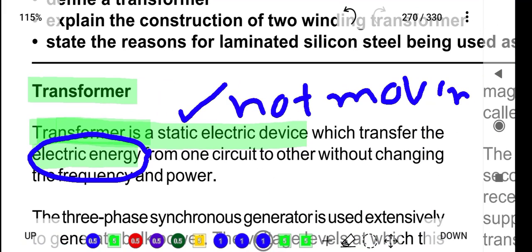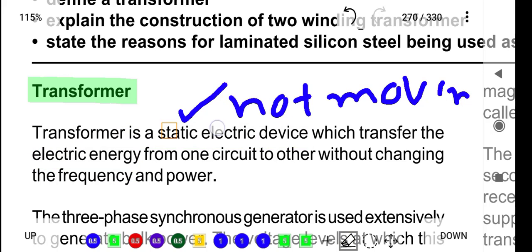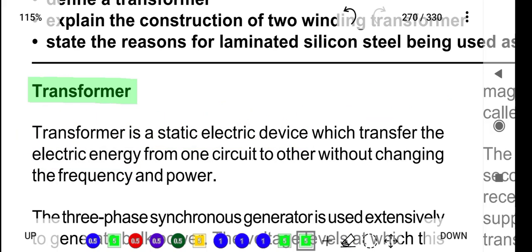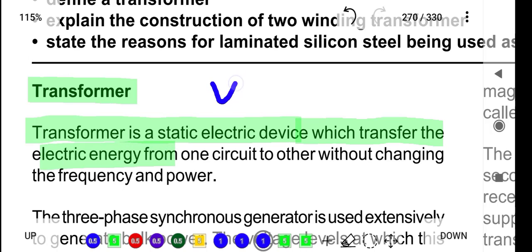This definition is completed. Up to here there is no problem. Transformer is a static electric device which transfers the electrical energy. Electrical energy means, as I told you, V into I into T. We transfer the electrical energy from one circuit to another.